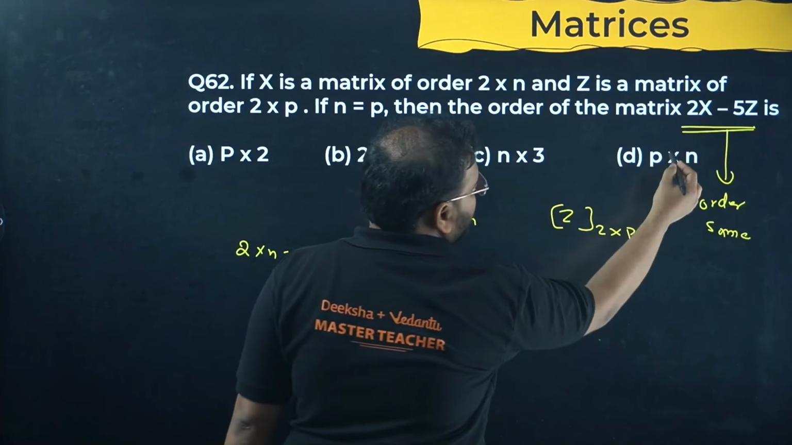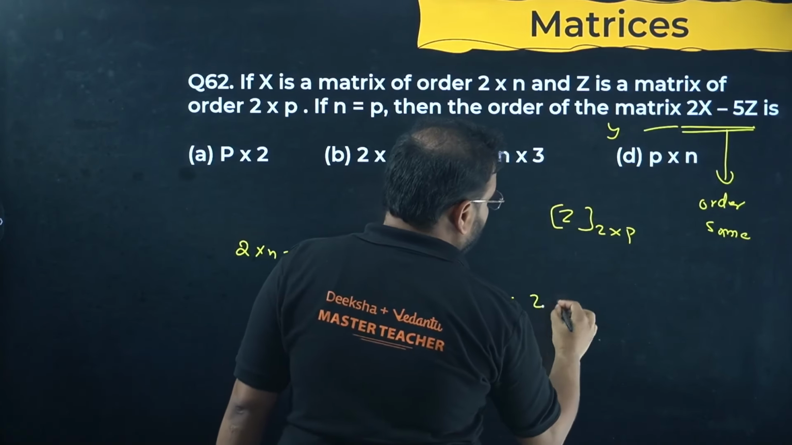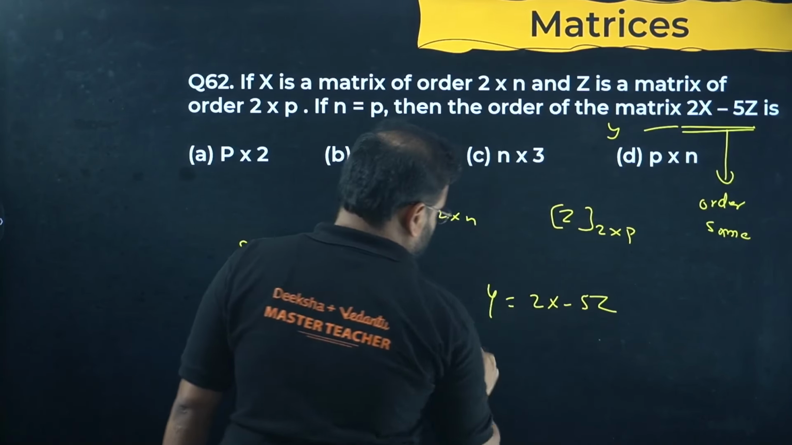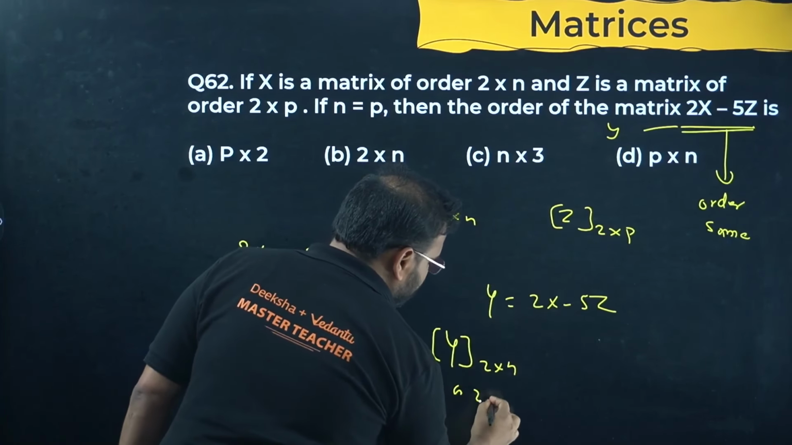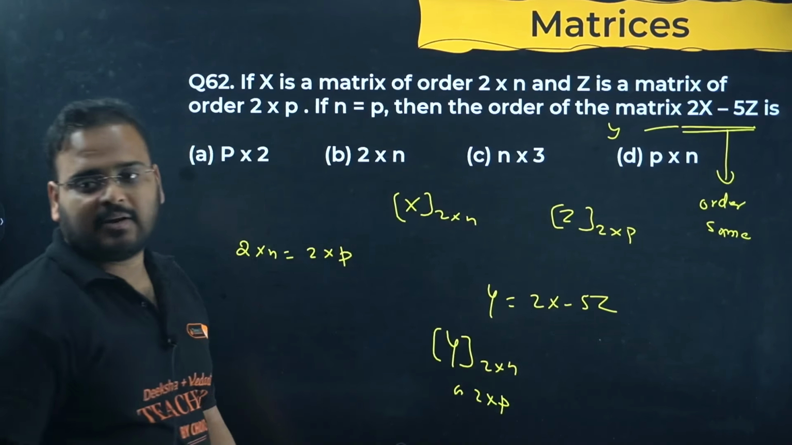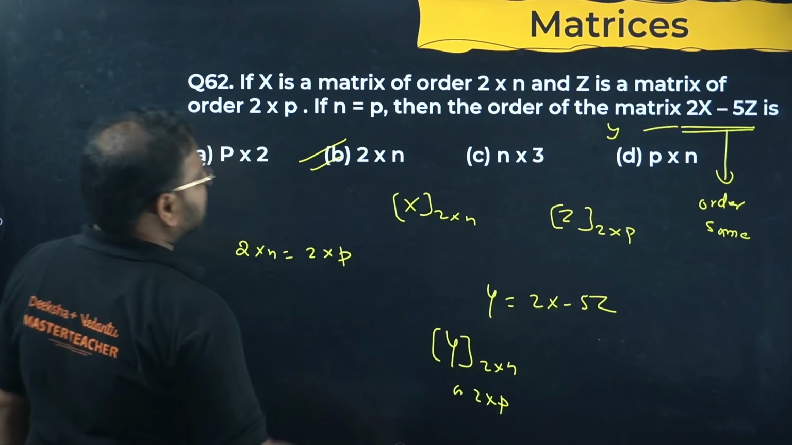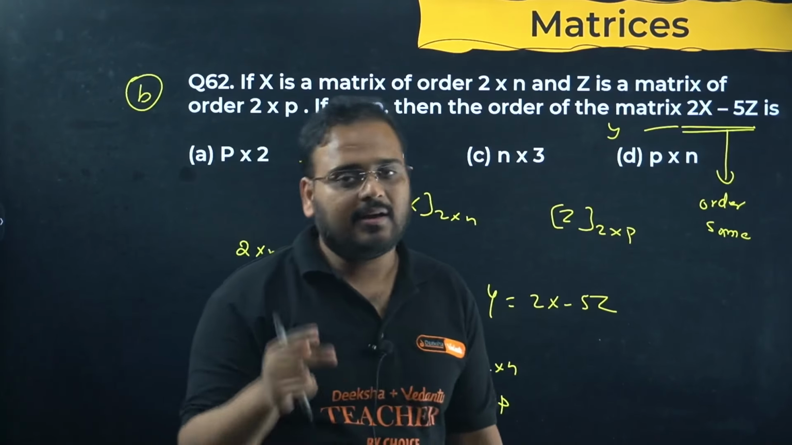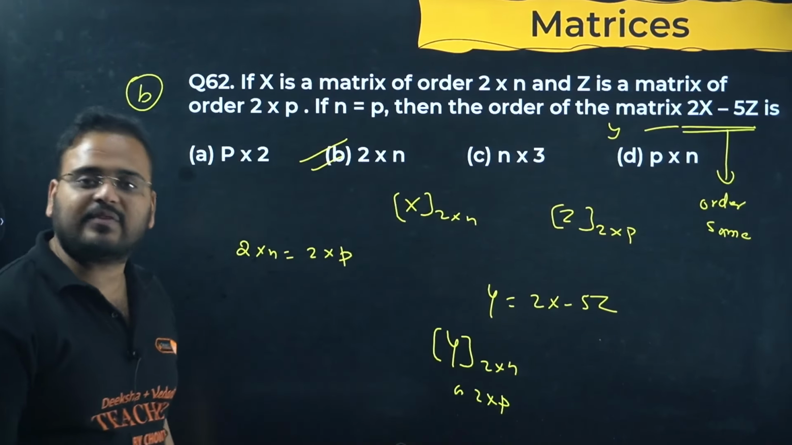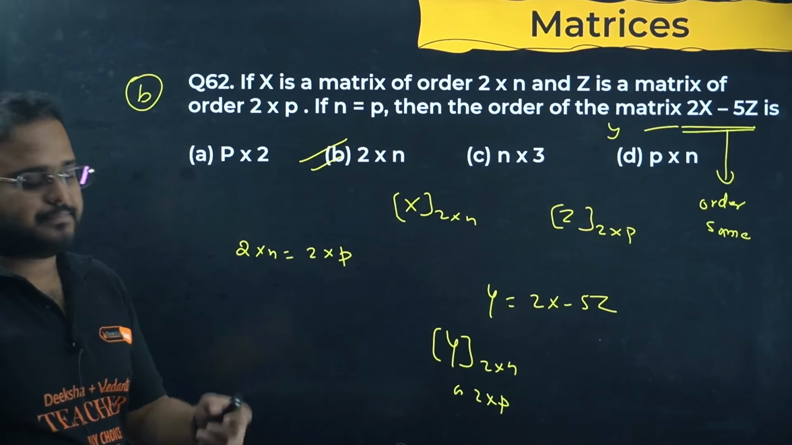If I take this matrix to be, let's say, matrix Y, Y equals 2X minus 5Z. So Y should also be of order 2 cross n or 2 cross p. There is no 2 cross p given over here, hence the answer becomes 2 cross n. Because to add or subtract, you should have the same order. Even the resulting matrix Y will have the same order. So the answer is 2 cross n.